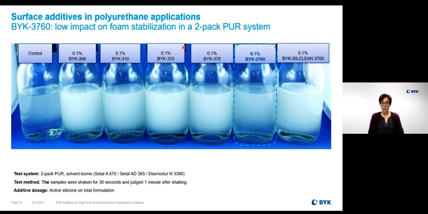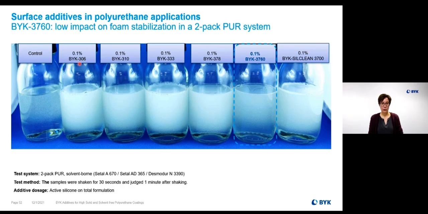Coming back to 2-pack PU high solid systems, here on this slide you see different silicone additives we tested. We wanted to see in how far our silicone additives stabilize foam. Since silicones are surface active substances, that means they have the tendency to stabilize foam. Here we did a very simple shaking test. We took component A of a polyurethane coating. We put it in a glass bottle, always the same amount. And then we incorporated 0.1% active substance of different silicone additives.